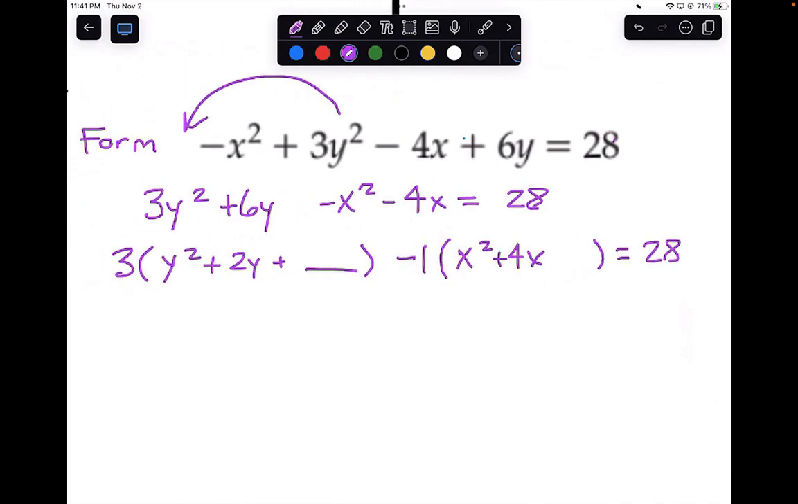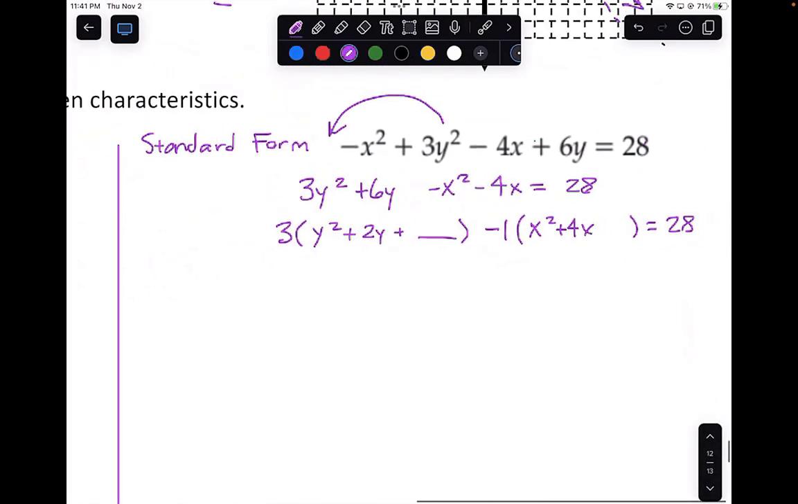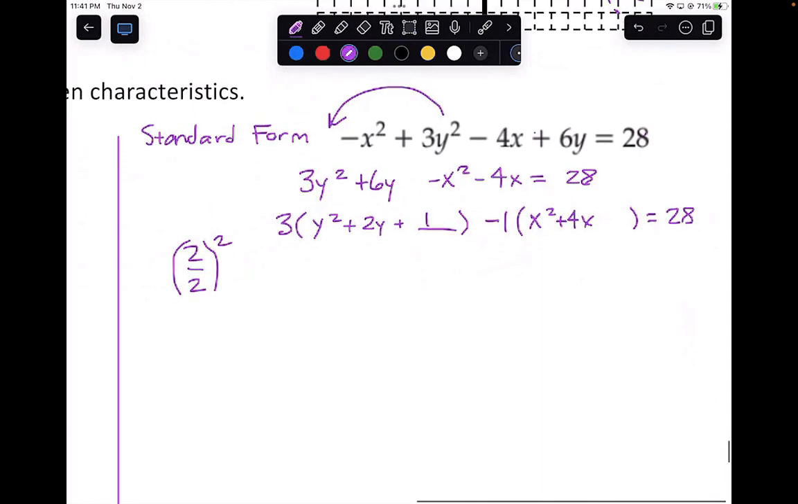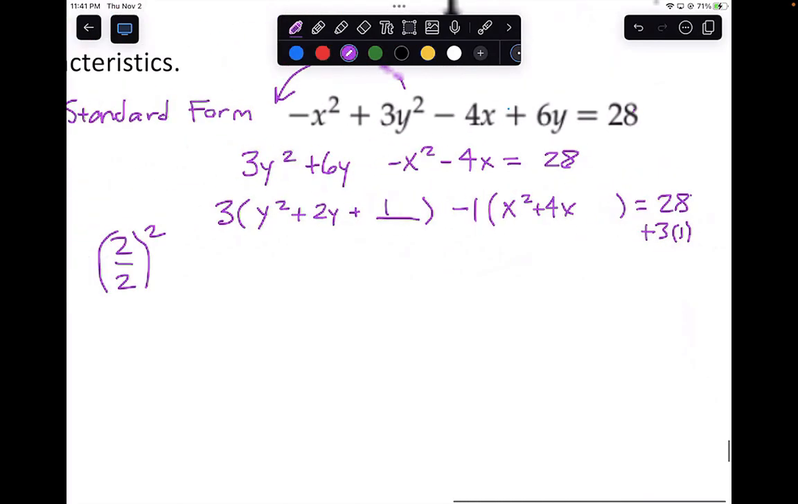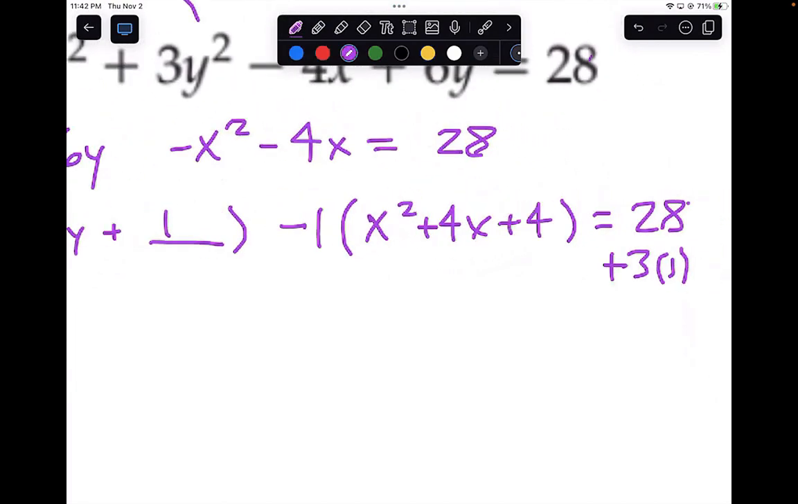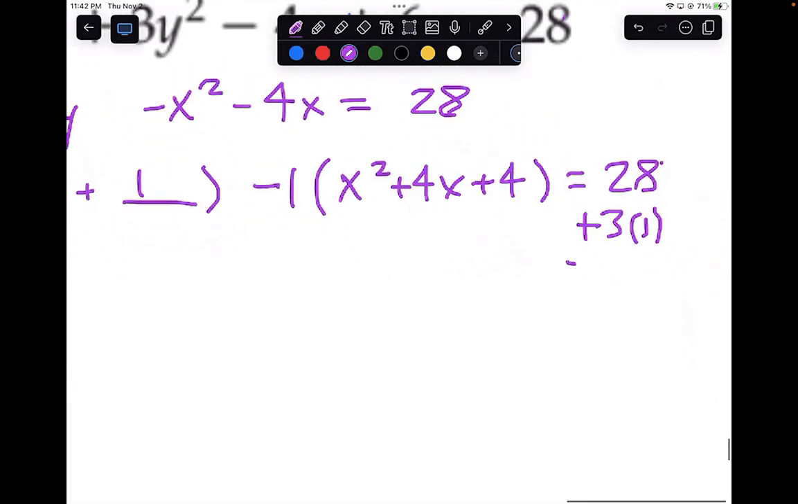Okay. As far as completing the square, I'll write it over here to the side. We'll do half of 2 and then squared. That should be 1. Over here on the right side, if you run out of room like I did, you can just do 3 times 1 like that. Half of 4 squared would be 2 squared. 2 squared would be 4. And here's where a lot of people will mess up. It's negative 1 times 4. So be careful with that there.